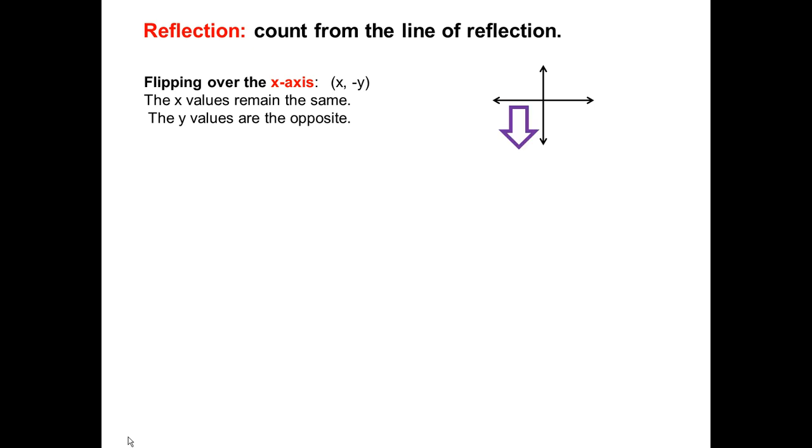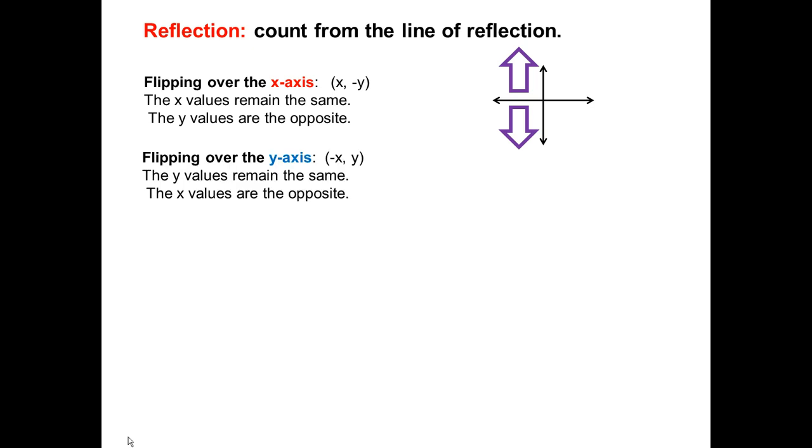This looks like this. If I have an arrow over the x-axis, the reflection will be the arrow going in the opposite direction. You can think of it as if we were folding the paper in half, one figure would lie on top of the other one.